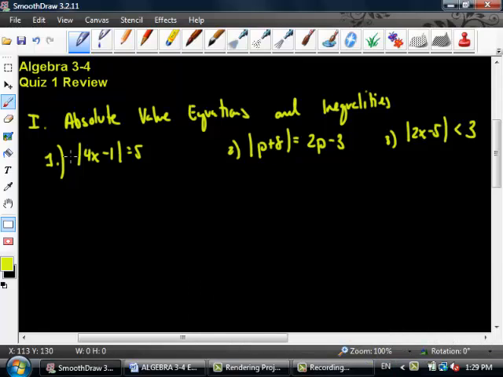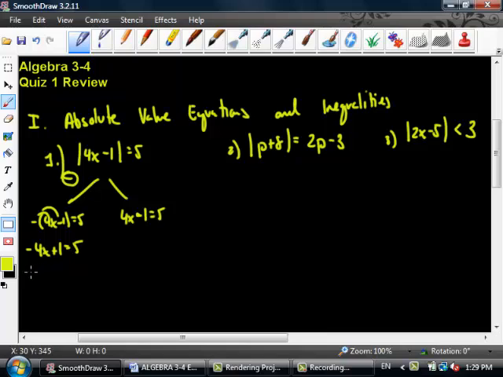Number 1, remember absolute values, we have to split into 2 problems. So we got a negative version, which is negative quantity 4x minus 1 is equal to 5, and our positive version, which is 4x minus 1 equals 5. I'm going to distribute this in. I get negative 4x plus 1 equals 5, so negative 4x equals 4, x equals negative 1. Here, I add 1 to both sides. I get 4x equals 6, and x equals 3 over 2.